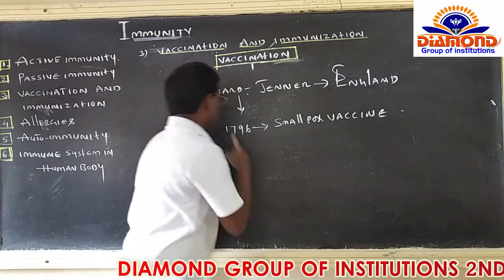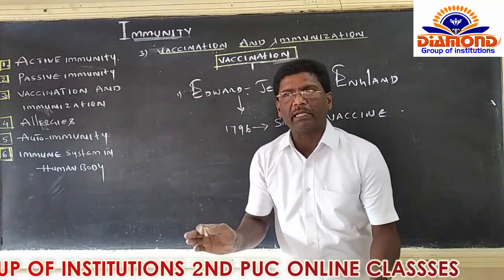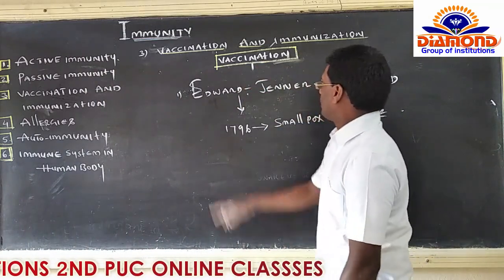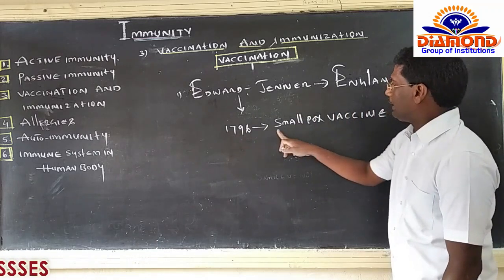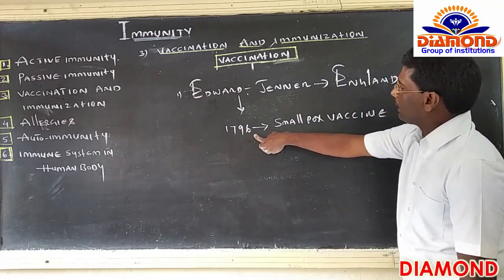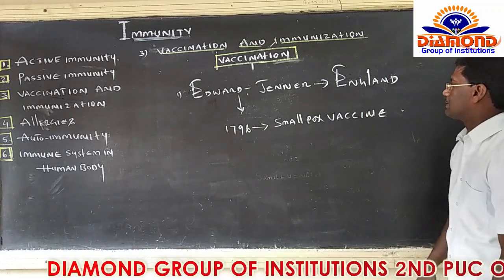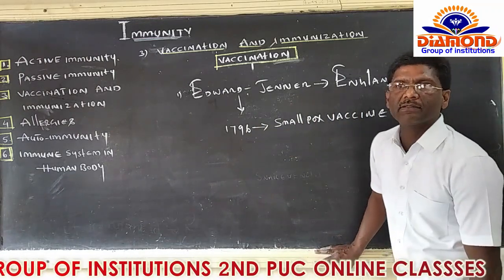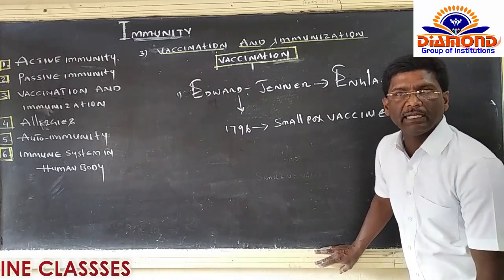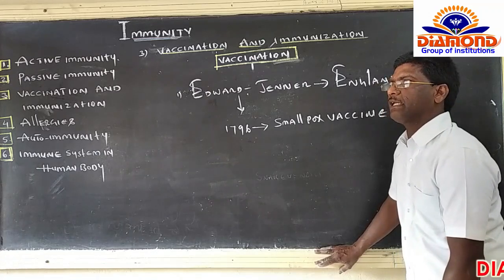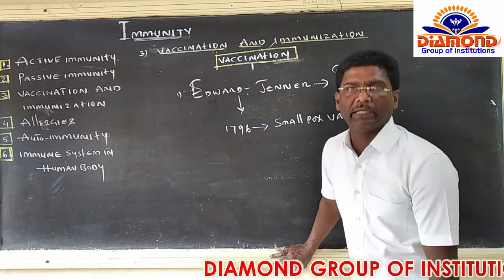In those days, especially the 17th century and 18th century, there was not that much well-developed medical technology. Even so, Edward Jenner, who belongs to England, in the year 1796 discovered one powerful vaccine against smallpox disease. What is meant by smallpox disease? Smallpox was one of the most deadly and dangerous diseases in previous days, especially in the 17th and 18th centuries. Lakhs of people died there.